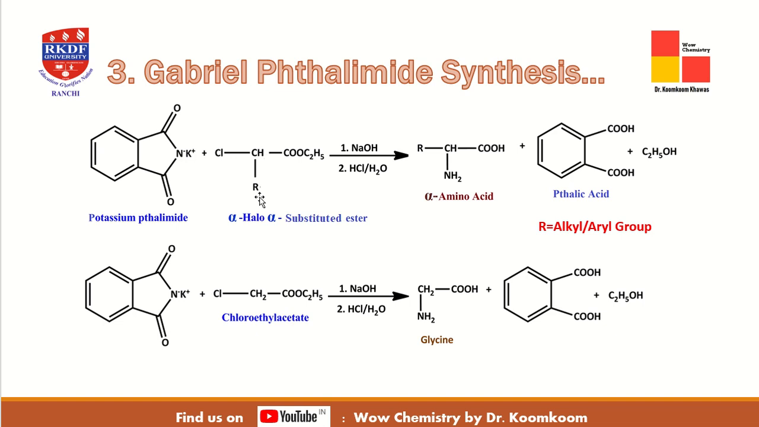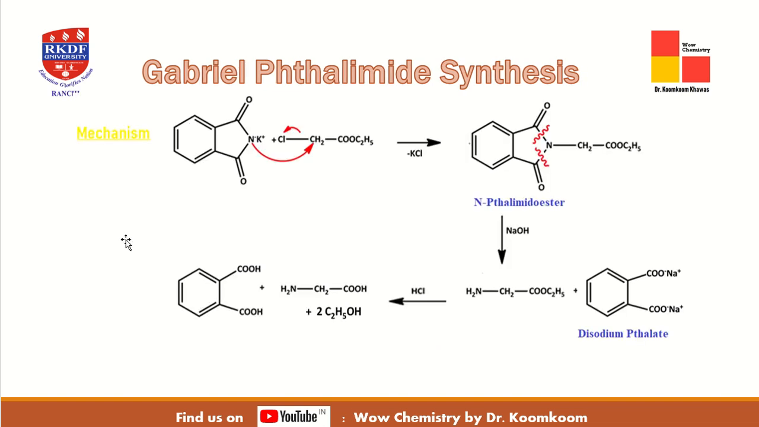So here R can be any alkyl or aryl group. For example, if I choose R is H, the reaction between potassium phthalimide and chloroethyl acetate will give us glycine. If I choose R is equal to benzyl group, then I'll get the corresponding phenylalanine and so on.